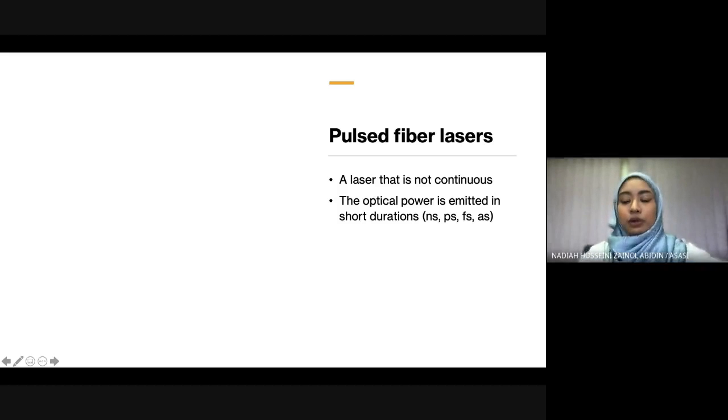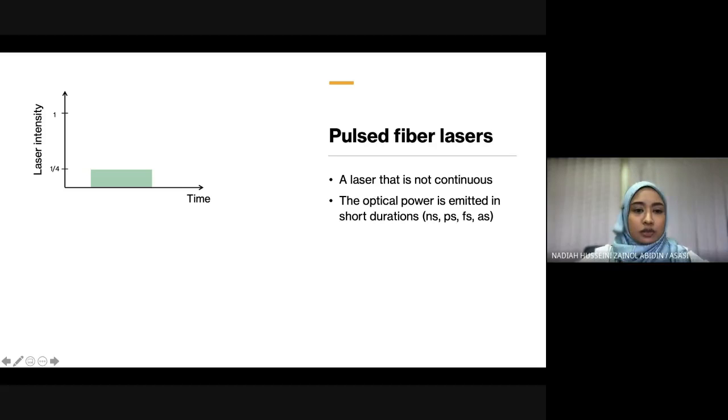All right, so let's talk about the motivation behind having a pulse fiber laser. Why is it so important, right? Okay, so let's take a look at this graph. It's a laser intensity graph versus time.